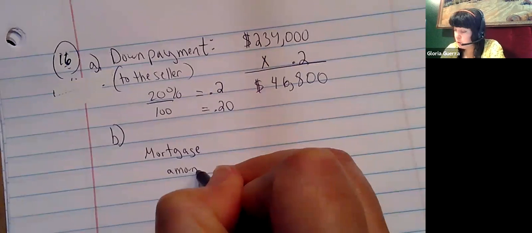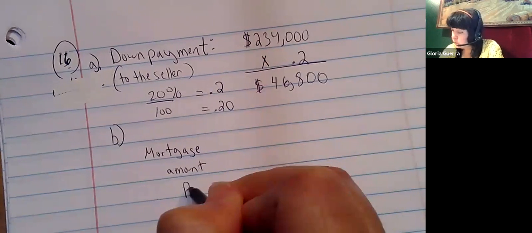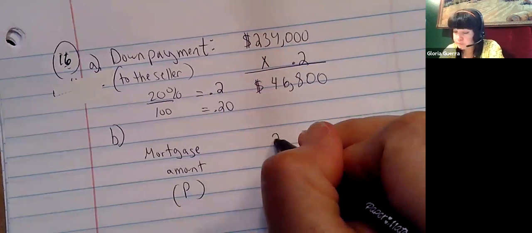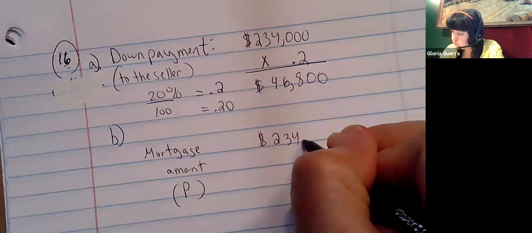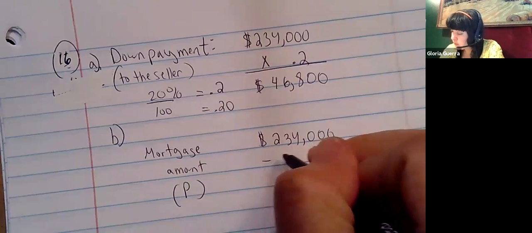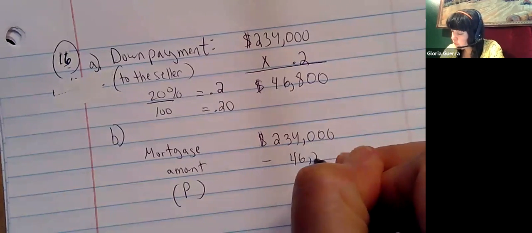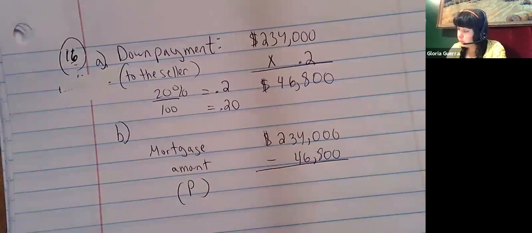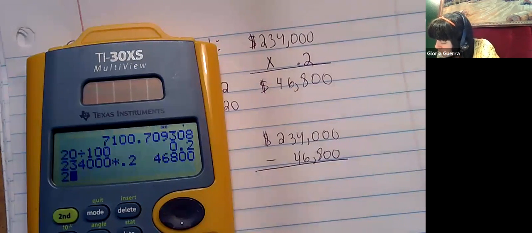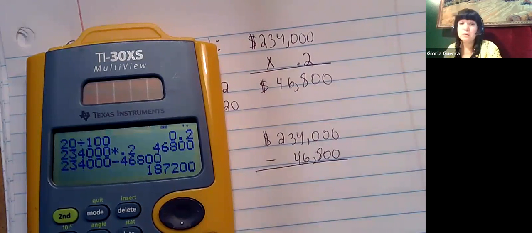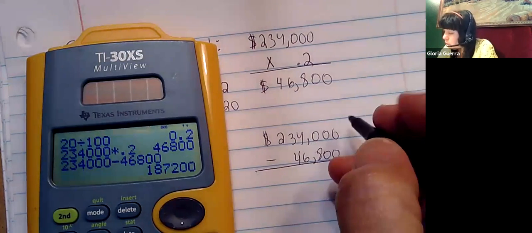Okay, so I'm calling it P here. So this is going to be the $234,000, take away that down payment, $46,800. So 234,000 minus 46,800. Sometimes it's better to do it on your own by hand.